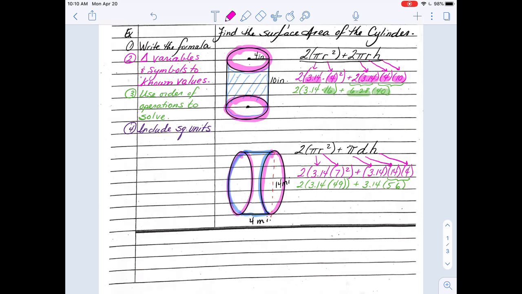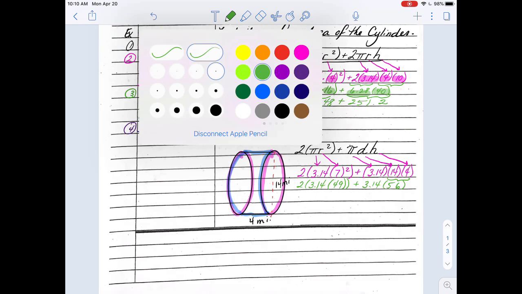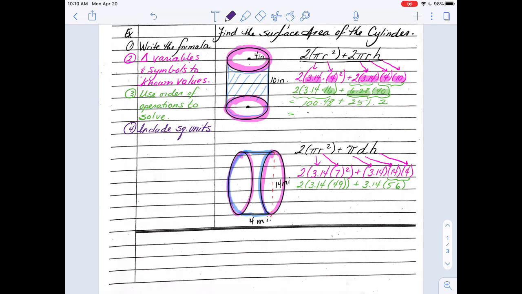Now let's use that order of operations to finish multiplying these together. When I multiply these, I get 100.48 plus, and when I multiply these together, I should get 251.2. Now, last step, just adding those together, and I get 351.68, and since it's talking about surface area, it's going to be inches squared.